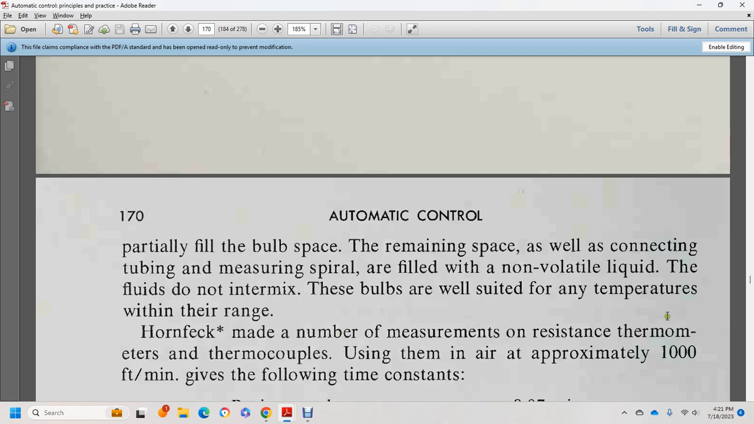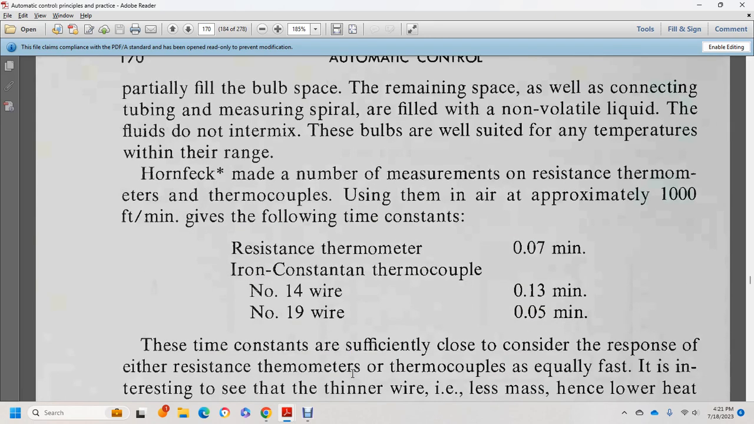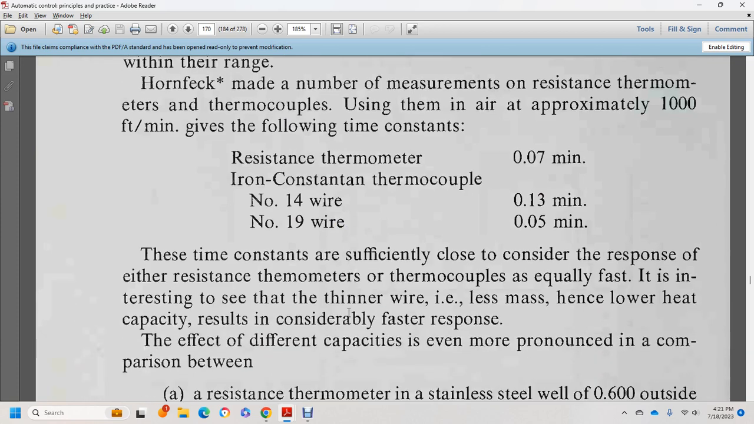The time constants were also measured for the resistance thermometer and the thermocouple in air at approximately 1,000 feet per minute minimum. They gave the following time constants: resistance thermometer, 7/10 of a minute; thermocouple, number 14 wire, 13 tenths of a minute; number 19, 500ths of a minute. At the time, the concept of the installation is close to the control of the response, with either resistance thermometers or thermocouples, equal to 5.